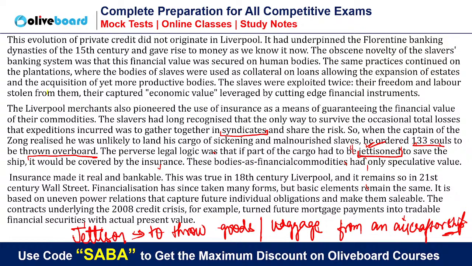Let's see the questions. What do you mean by the word syndicate? See, there are so many good words here. There is perverse. What is the perverse legal logic? Now, 133 souls were thrown overboard. Perverse basically we call awkward. It was not just some awkward situation that you threw 133 people to save the ship. So that is perverse. Basically, we call it completely opposite, contrary. Perverse refers to contrary also. So basically, we throw things to save people, but here the case was just opposite. To save the cargo, people were thrown.